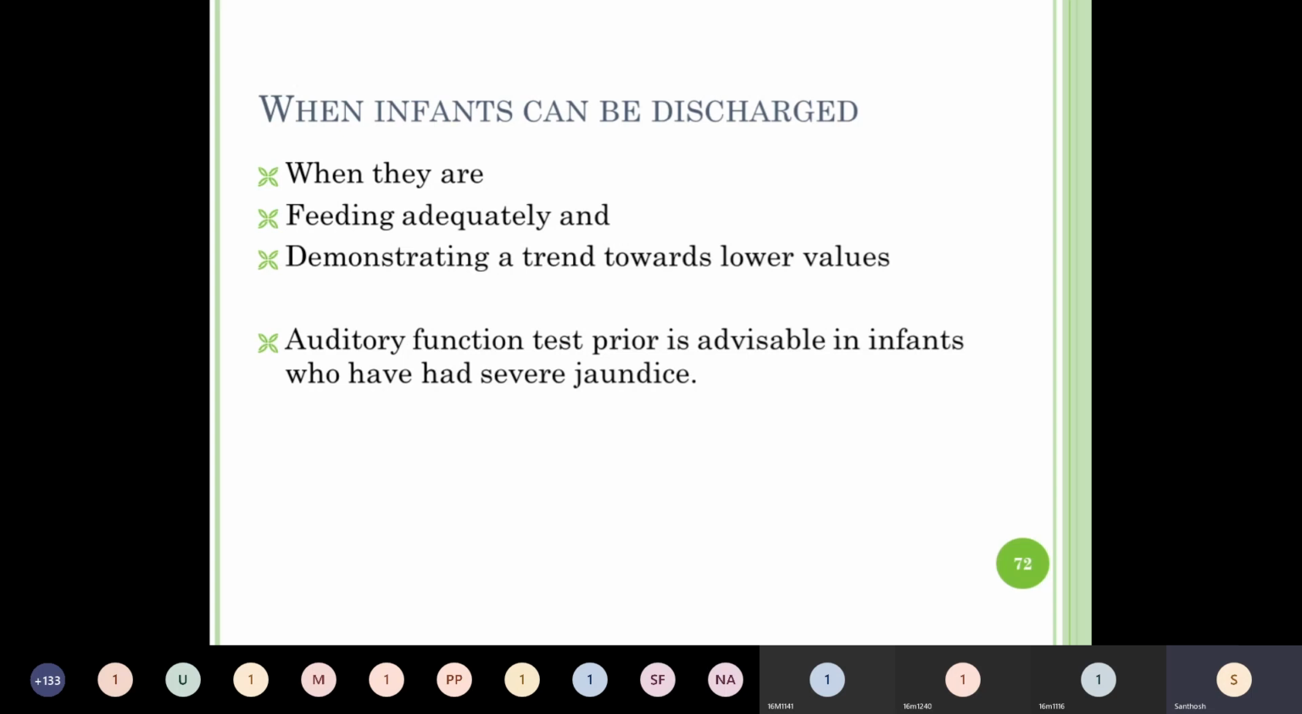Why? Because bilirubin damages the eighth nerve, so they can have deafness. If you don't pick up the deafness in the early stage, what happens? The babies can have language problems and later speech difficulty. So always do this test in these babies.